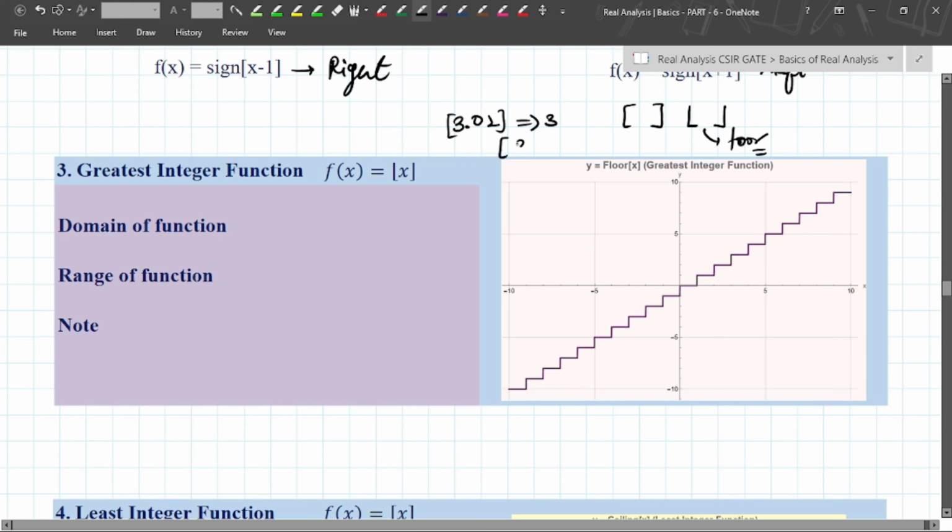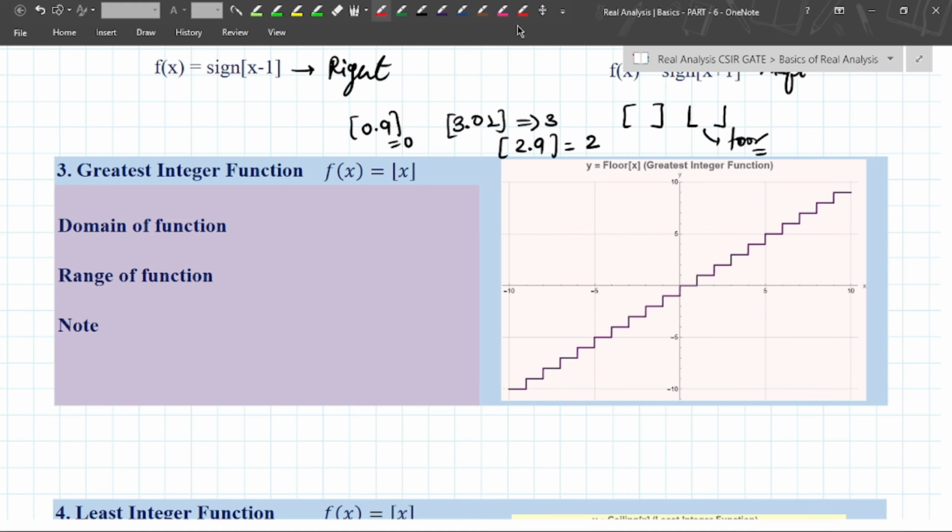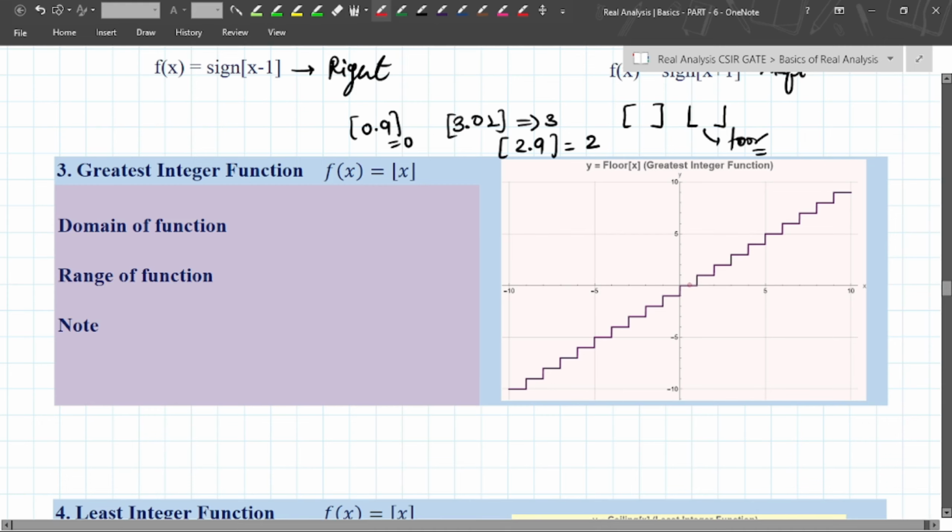For example, for 2.9 it is 2. For example, for 0.9 it will be 0. So if I look from here, whatever the value is in between 0 and less than 1, it will be 0, like 0.99999. The greatest integer of this is 0, it is not 1. For 1 to 2, it will be 1. For 2 to 3, it will be 2. So this is the definition of this.